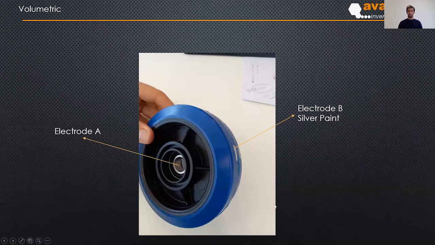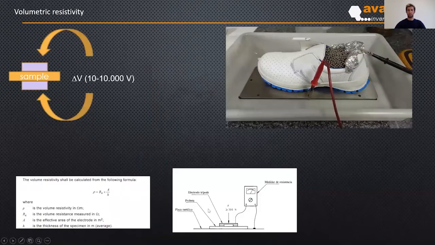This is the same sample as before, but in this case the real connection we must measure is the connection between the surface of the wheel and the interior of the wheel. Why? Because, imagine you are going to put this wheel in a carriage, and at the end you need to discharge the electricity generated in the carriage to the ground. For that reason, the connection between here and here is what we need to measure.